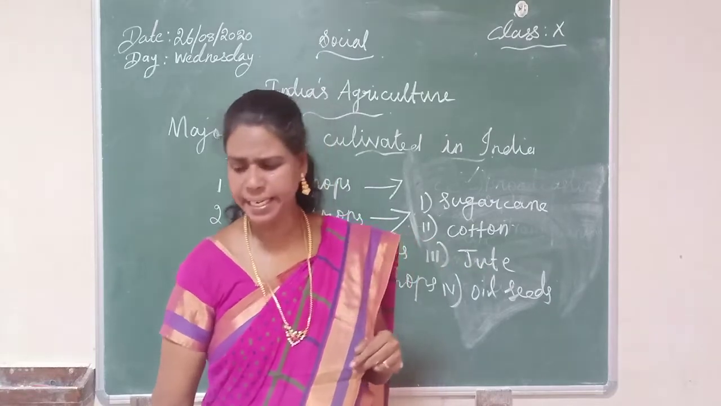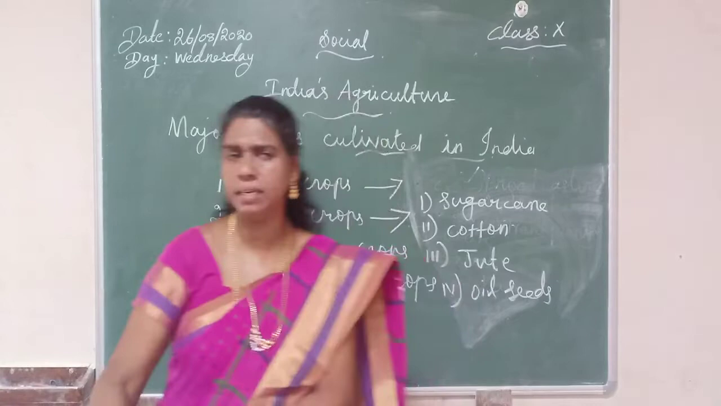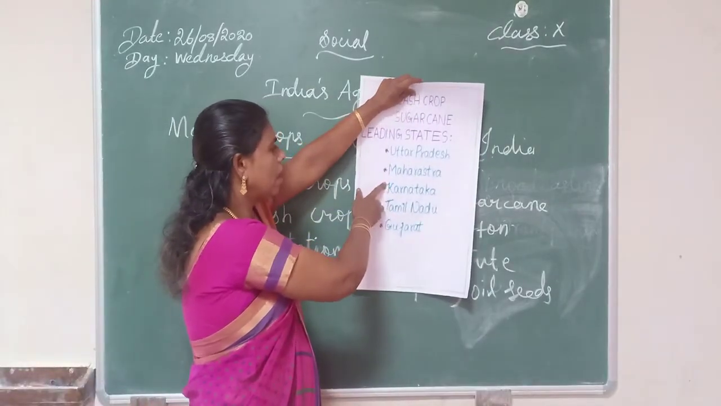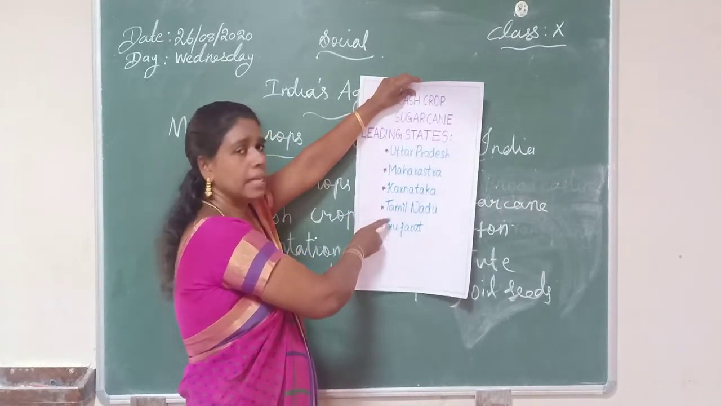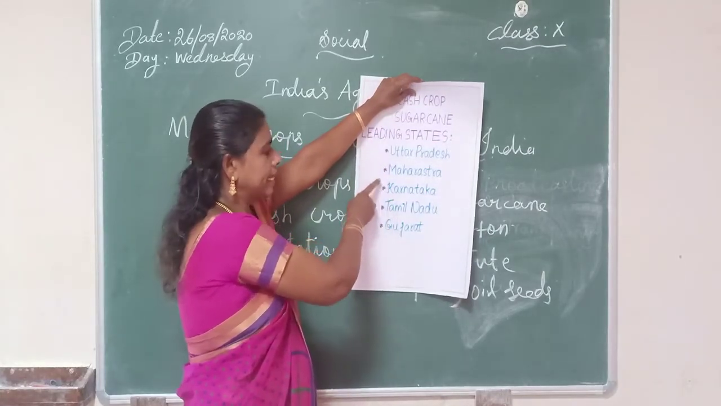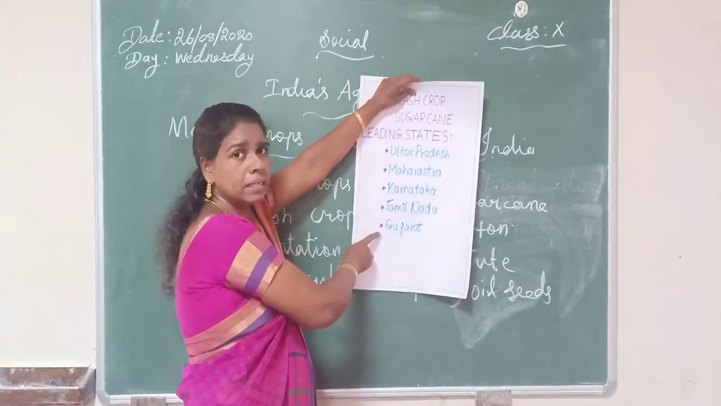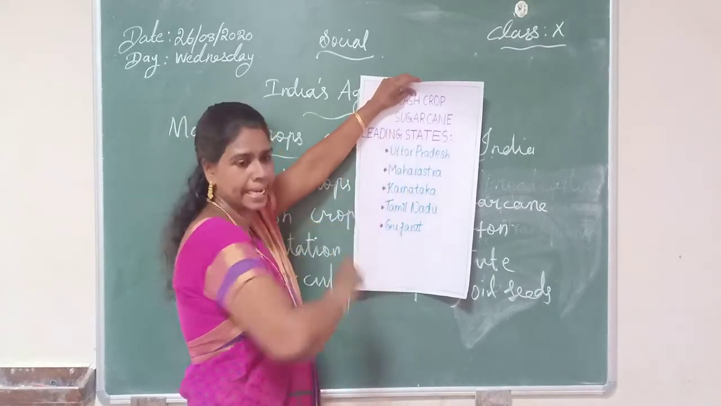Okay, then in India, some of the areas cultivate sugarcane. Now listen here. The leading states are Uttar Pradesh, Maharashtra, Karnataka, Tamil Nadu, Gujarat. These are the leading sugar producing states.